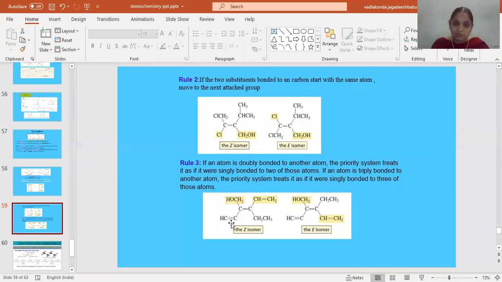And coming to this carbon, carbon-carbon triple bond. And here carbon next attached to oxygen. So this group will be given highest priority. So highest priority groups are present on the same side of the double bond. So this is known as the Z isomer.